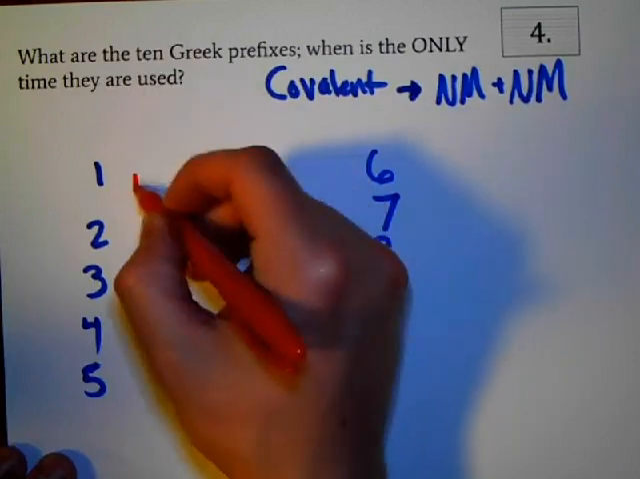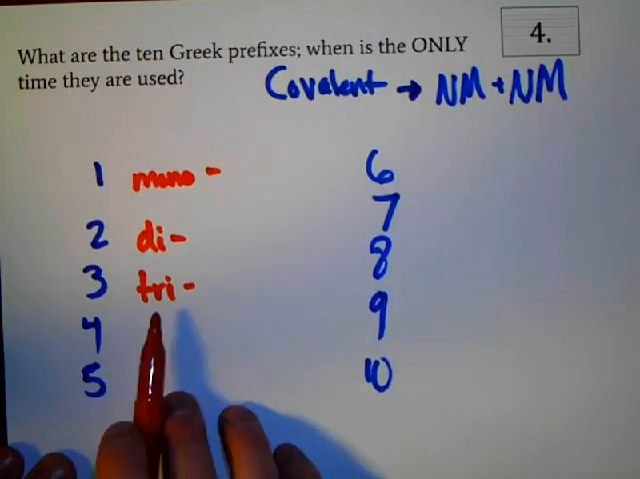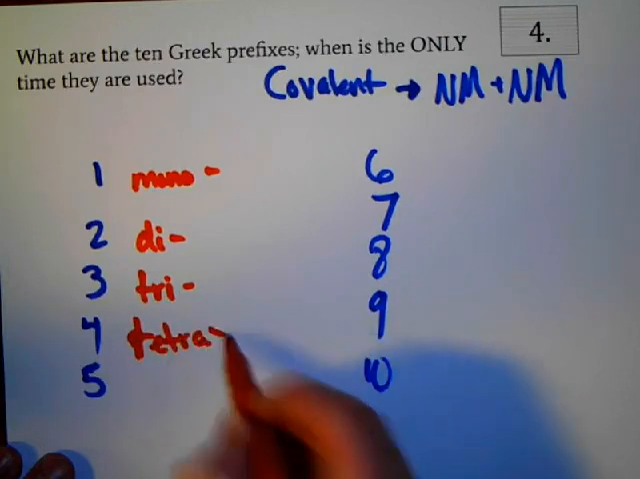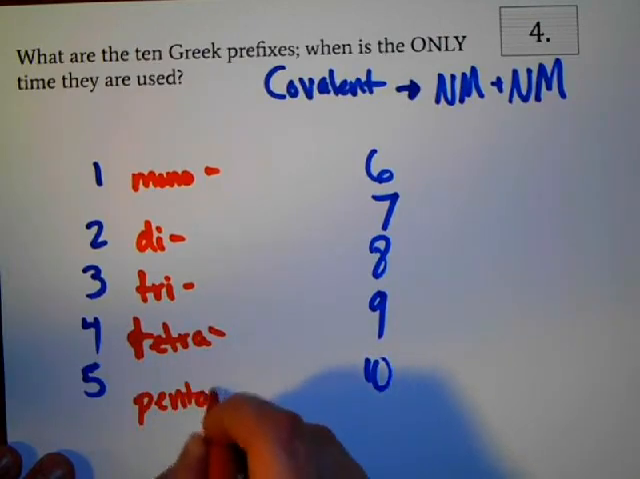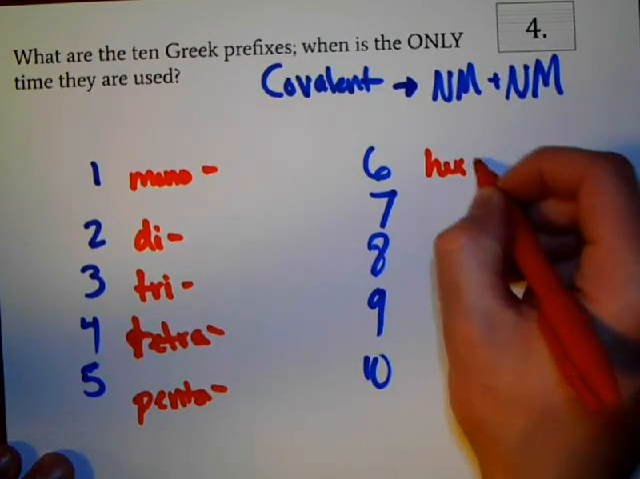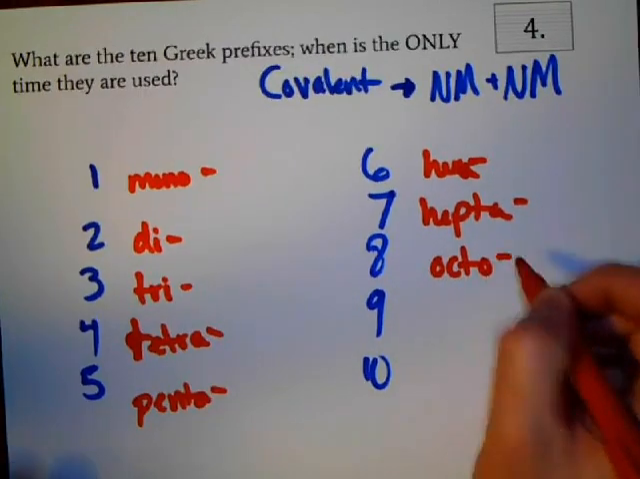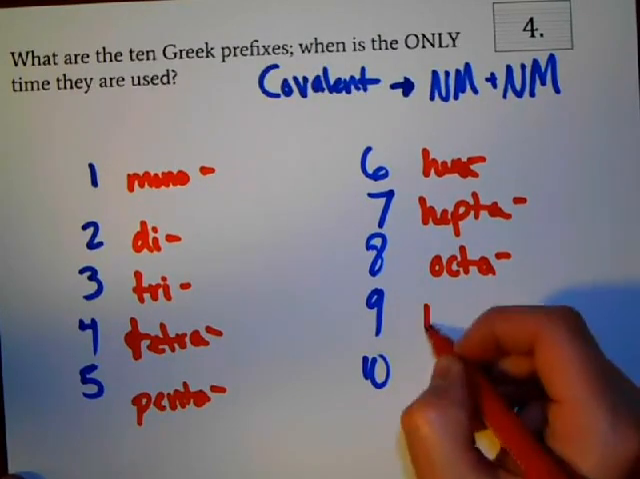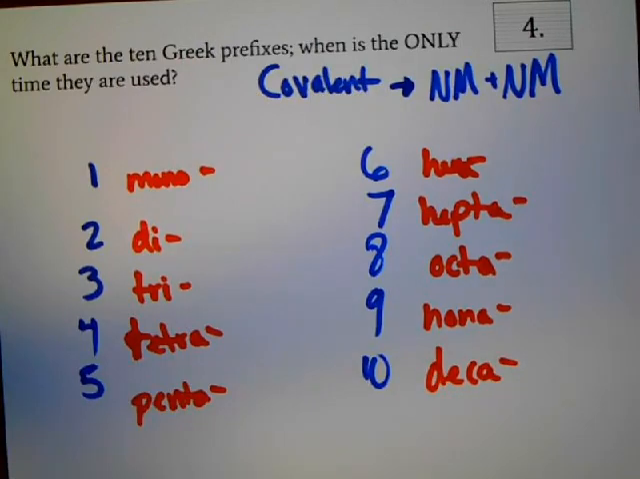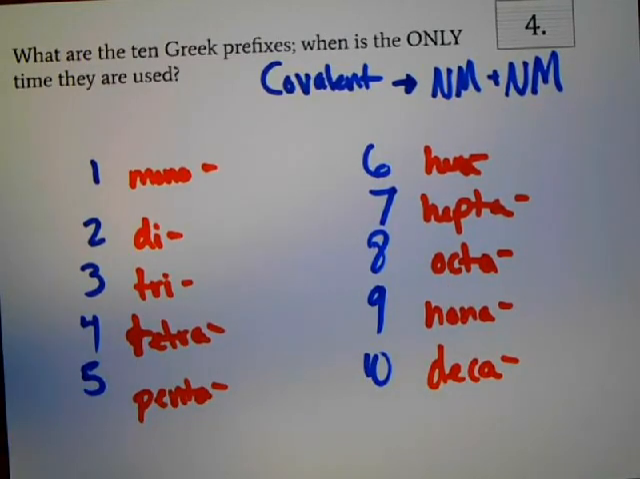So our first Greek prefix for the number 1 is mono, 2 is di, 3 is tri. These are all prefixes, so they come before any sort of words that might come afterwards. We have tetra for 4, and we have penta for 5, like pentagram. The rest of these are going to be very similar to your geometric shapes. So we have hexa, we have hepta, we have octa, we have nona, and we have deca. So these are our 10 Greek prefixes. Again, we'll get into the rules for what these mean in a second, but they're only used when we have covalent compounds, which are nonmetals and nonmetals.